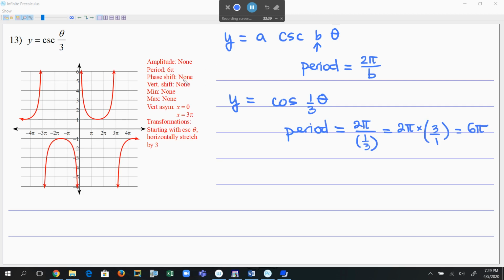Okay, next step, we say that this given function's graph doesn't have any phase shift. And again, we just reviewed from the previous example, it doesn't have a phase shift because you don't see anything added or subtracted right here. When you see that, that will be your phase shift. Okay. And next, it does not have any vertical shift.